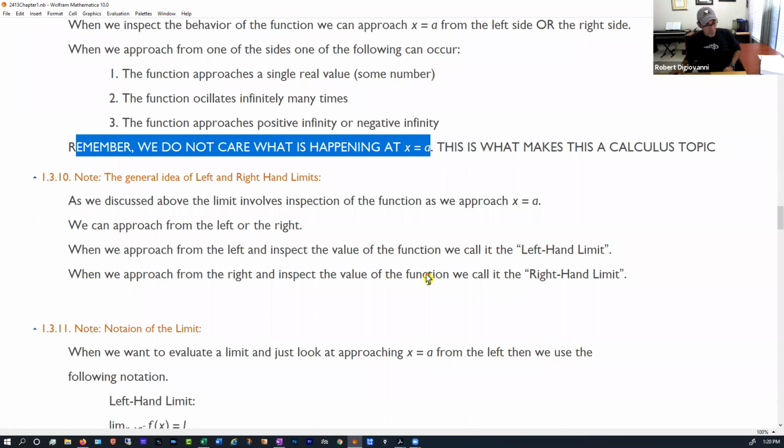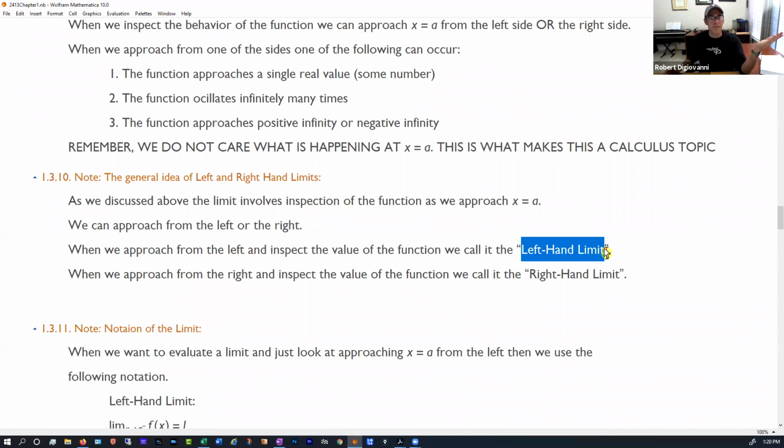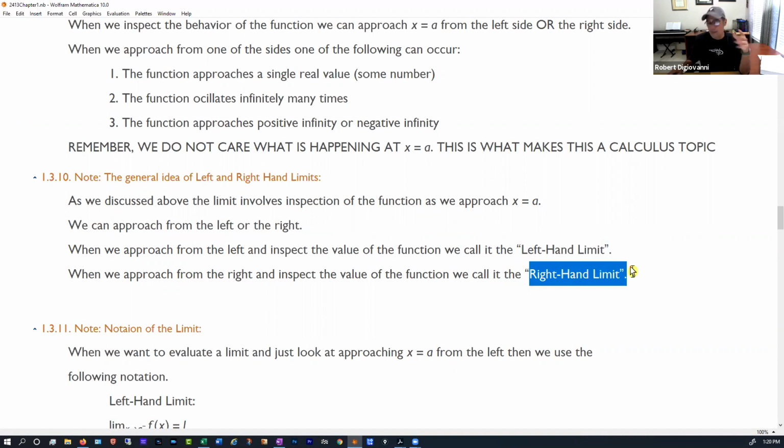Now, some language. Whenever we're inspecting it from the left, we call that the left-hand limit. Makes sense, right? Left-hand limit, you're coming in from the left. And when you're inspecting it and looking from the right, we call that the right-hand limit. So that's just language now. If I show you a graph right now and I call on somebody and I say, hey, what's the left-hand limit?